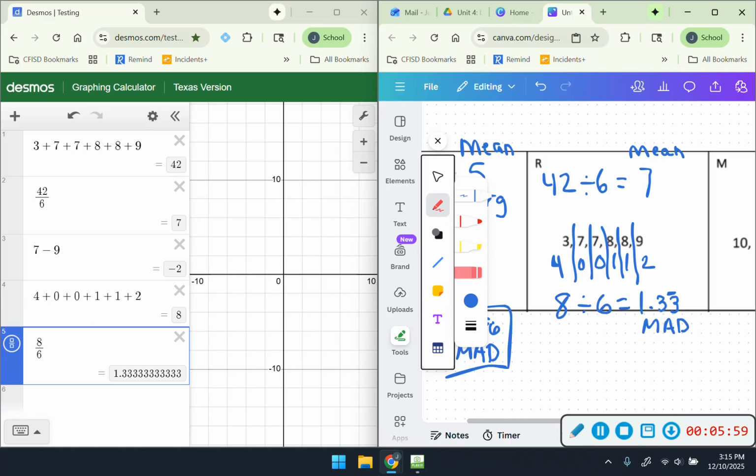Have fun tonight. Alright, so what I just did is add up all of my numbers. I got 8. We divided by 6 because there's 6 numbers to get a MAD of 1.3.